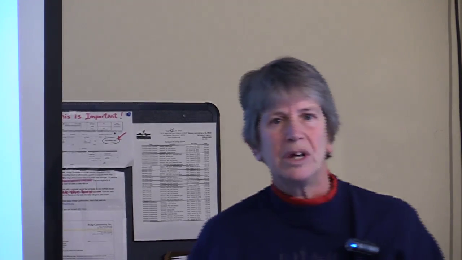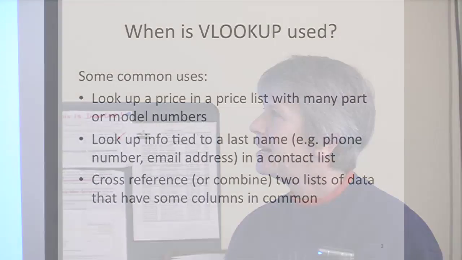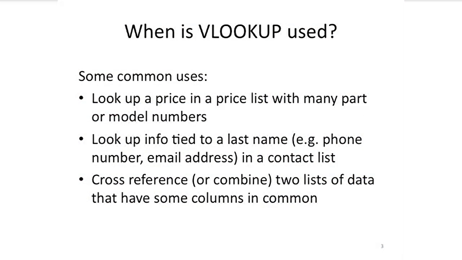So when do we use VLOOKUP? Some really common areas where it's used is to look up a price in a price sheet. So maybe you have a list of 1,000 part numbers or items or whatever, and they all have different model numbers, and you need to look up the price of a specific model number or a specific part number. Well, you can use VLOOKUP to find that price very quickly for that model number.